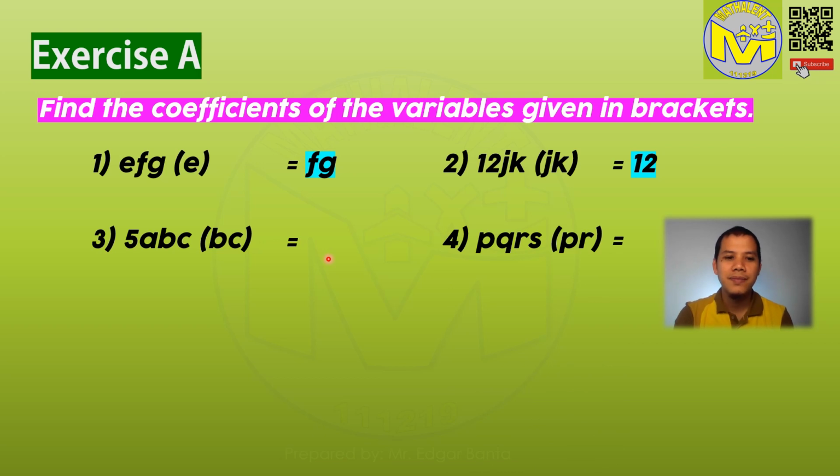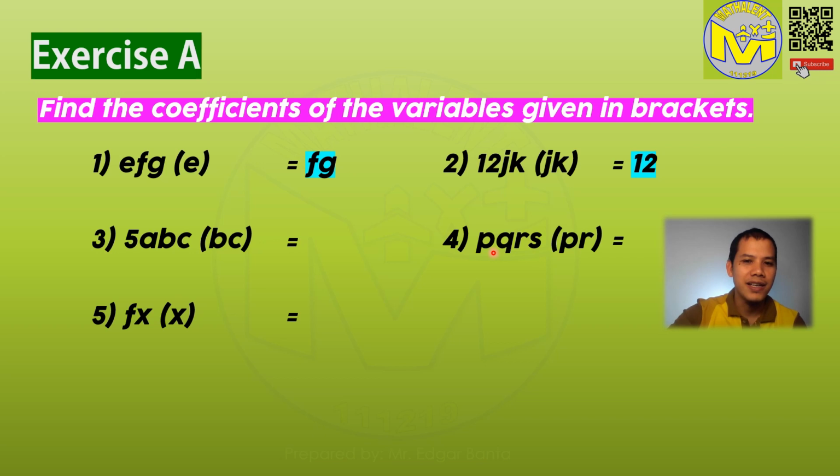Number 4. In number 4 we have PQRS. In the bracket we have PR. So what is the coefficient of PR in PQRS? PR. So if I will take off or erase P and R, what is left? It is what? Q and S. Good.